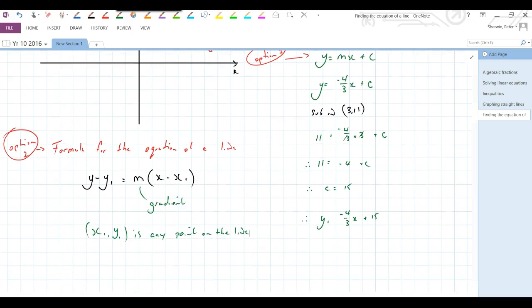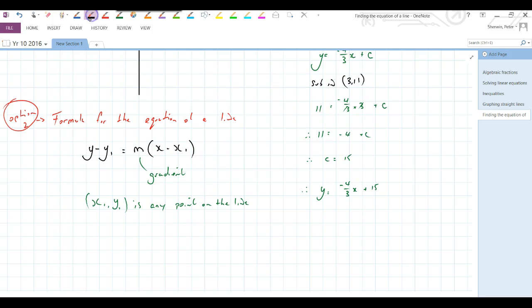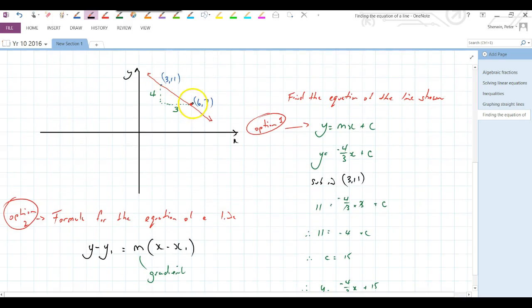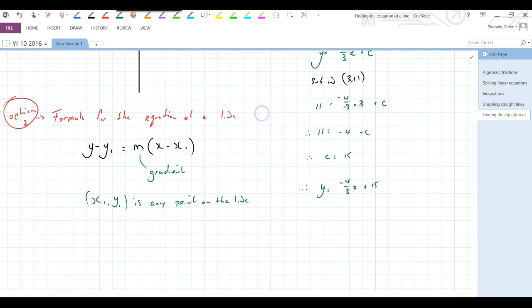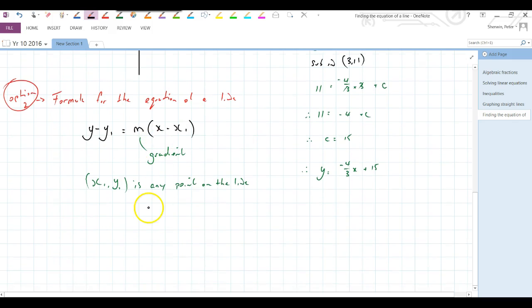So using this formula, let's have a look at how this works. So y and x, they're fixed. x1 and y1, we substitute values in. We can choose (3, 11) or (6, 7), doesn't matter. And m's our gradient, which we need to calculate. So the first thing we're going to do is calculate our gradient. Let's work out what m is.